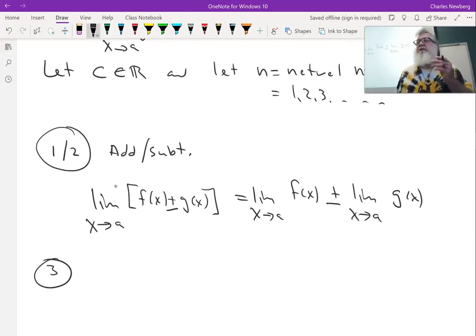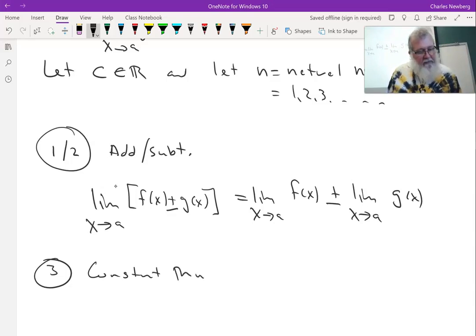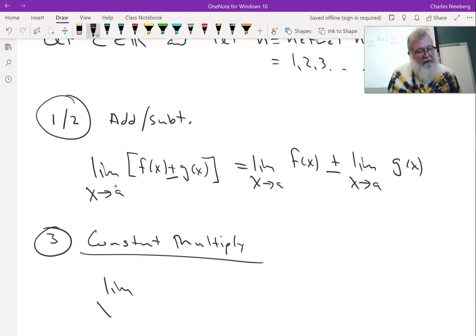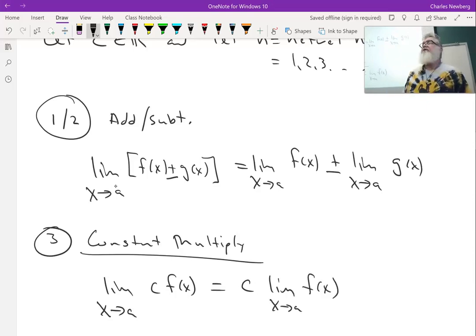Third property. And you don't have to know which property is which. You just need to know how to use them and that they exist. So I'm not going to ask you what's property number three of the limit laws. All right, this is called the constant multiple. It says this: the limit as x approaches a of a constant times the function. Well, what can we do there? We can pull the constant out. So you can factor out a constant. And you think about that for a second. Well, that constant is going to be times all those y coordinates. So all those y coordinates are going to be the constant times that. So you ought to be able to factor that one out.